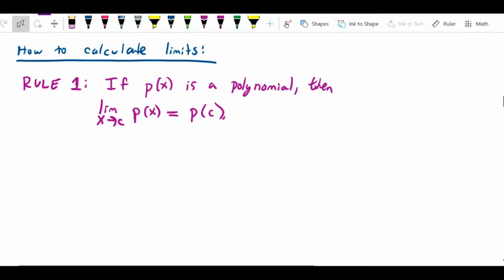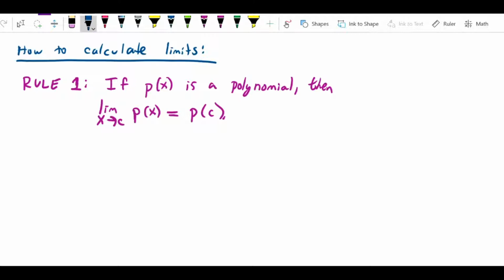So the next thing I want to talk about is how you calculate a limit. We're going to do some examples, but I just want to give you the basic rules and show you how in many cases this is not actually that hard to do. Obviously there are some where it is, but the vast majority of limits are actually not that hard to calculate. So the simplest rule is if p of x is a polynomial, then the limit as x approaches c of p of x is equal to p of c.